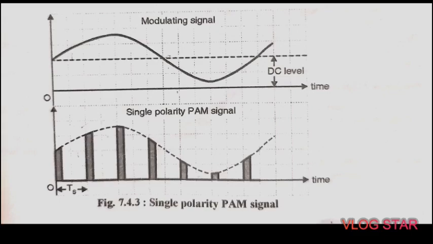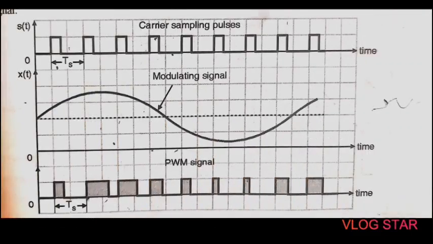Second, the transmission bandwidth required for a PAM signal is too large as compared to the maximum frequency content in x(t). And third, due to the changes in amplitude of PAM pulses, the transmitted power is not constant. Next we will see the next type of pulse modulation, which is pulse width modulation.